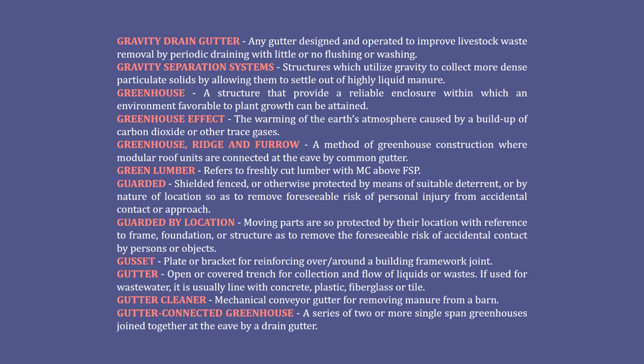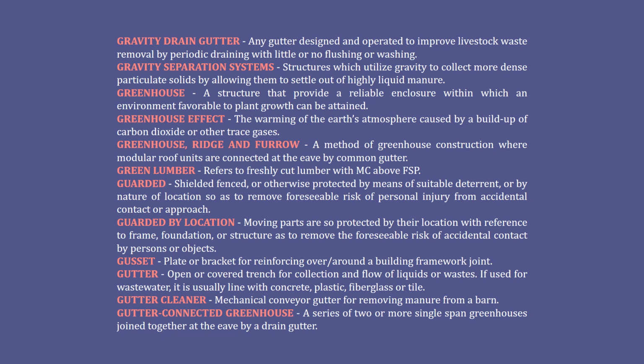Guarded: shielded, fenced, or otherwise protected by means of suitable deterrent, or by nature of location so as to remove foreseeable risk of personal injury from accidental contact or approach. Guarded by location: moving parts are so protected by their location with reference to frame, foundation, or structure as to remove the foreseeable risk of accidental contact by persons or objects. Gusset: plate or bracket for reinforcing over, around a building framework joint.